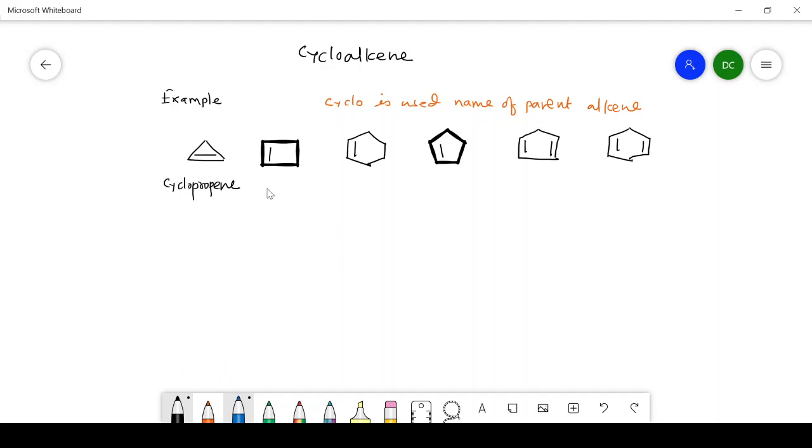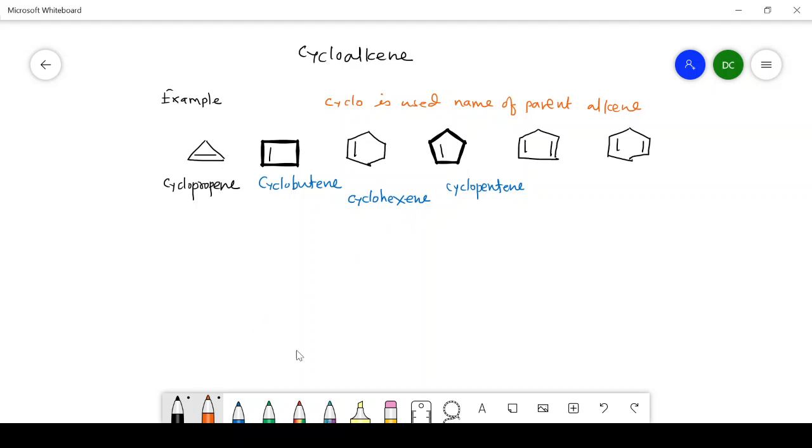The second example has the name cyclobutene. Here, it is cyclohexene. And the fourth example is cyclopentene. Depending upon the number of carbon atoms, the parent alkene is chosen and the cyclo prefix is added. That's why we get cyclopropene, cyclobutene, cyclohexene, and cyclopentene. In all these examples, there is the presence of only one double bond.